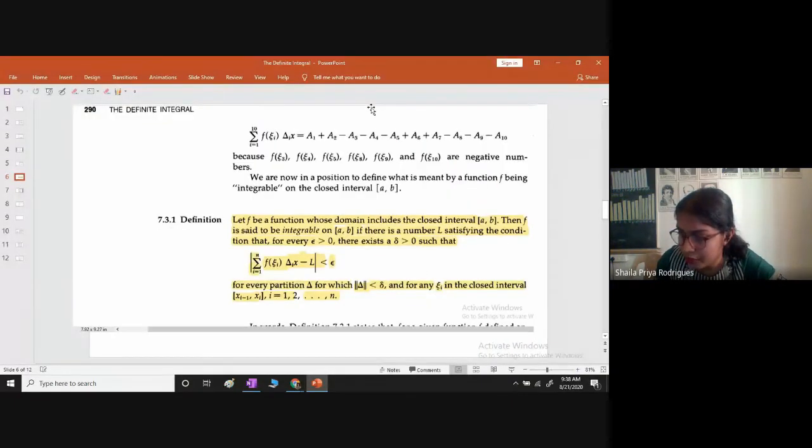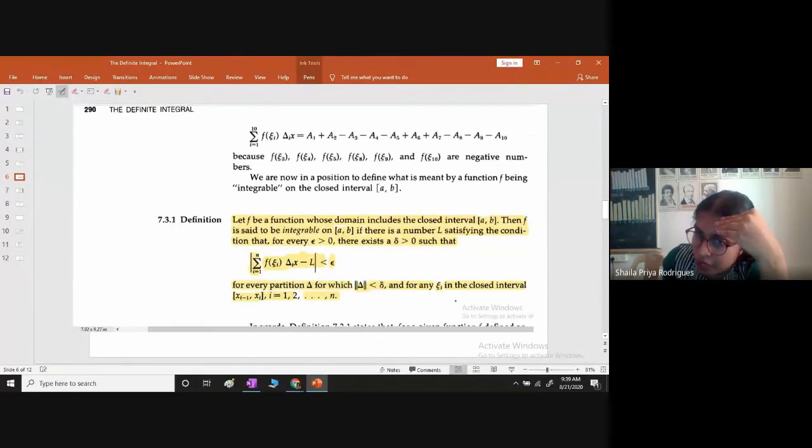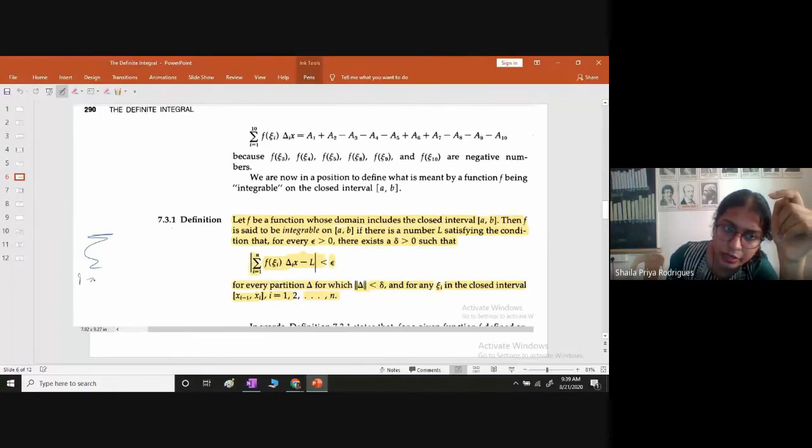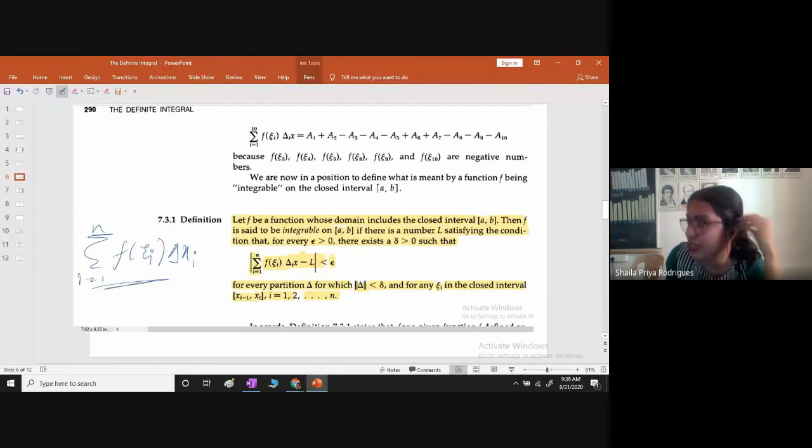We'll go to the definition by Lewis-Leathord. Let f be a function whose domain includes the closed interval a comma b. This we've discussed: f was defined on the closed interval a comma b. Then f is said to be integrable on the closed interval a comma b if there is a number L satisfying the condition that for every epsilon greater than 0, there exists a delta greater than 0 such that the difference between this sum we discussed just now, the summation i running from 1 to n, f of xi i times delta xi, and L is small. This sum was the approximate area under that curve.